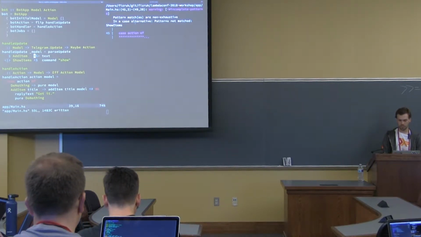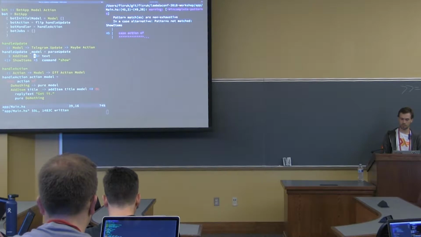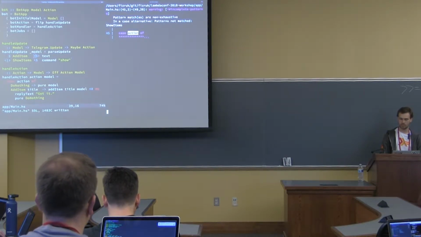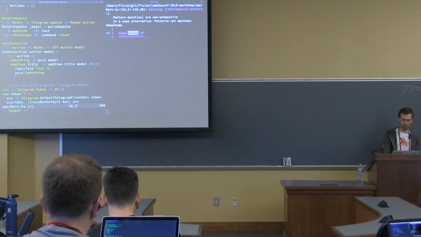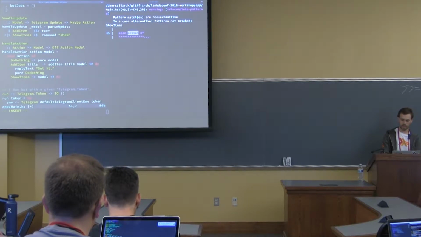And now GHC tells us that we are not handling all the actions, the pattern matches are non-exhaustive warning. So we go here, and show items does not accept any arguments. So the model stays the same, but we want to perform some actions.